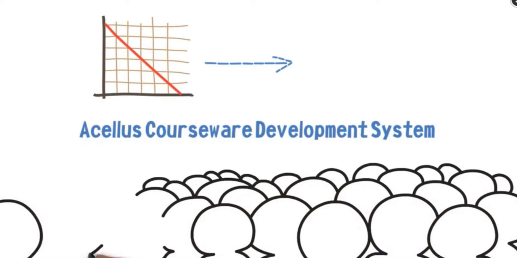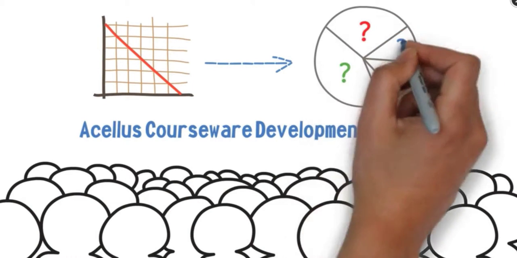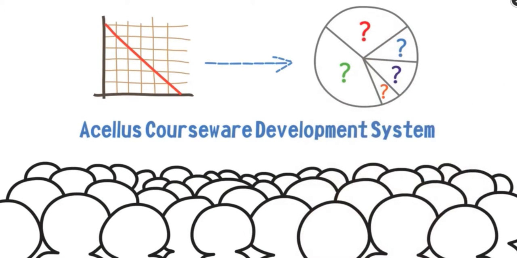The Acellus courseware development system compiles the wrong answer results entered by all of the students and identifies where there is a need for additional training and for which concepts. These groupings of wrong answers let us know what they don't understand so that we can then proceed to reteach and fill in the blanks. Let's see how this works.